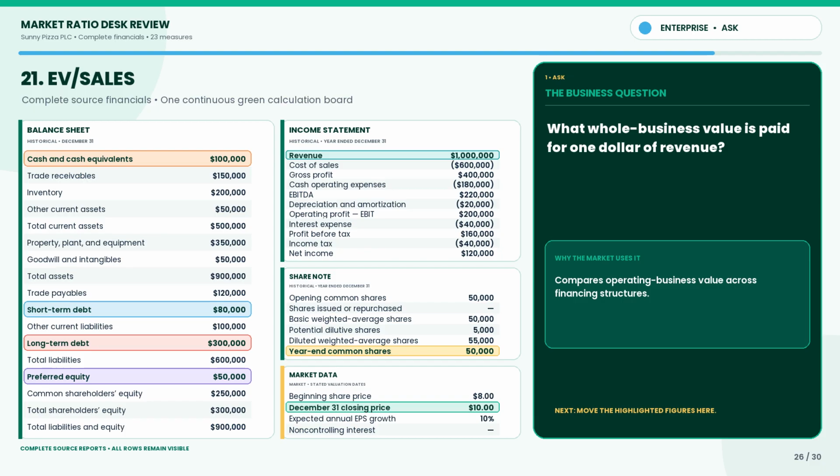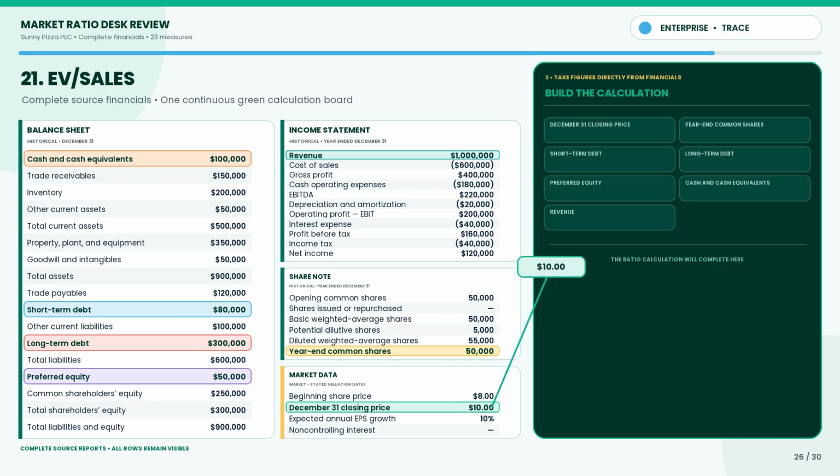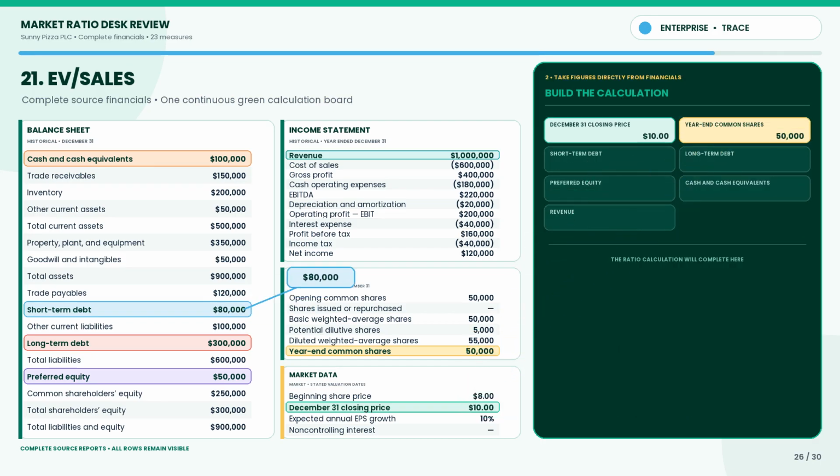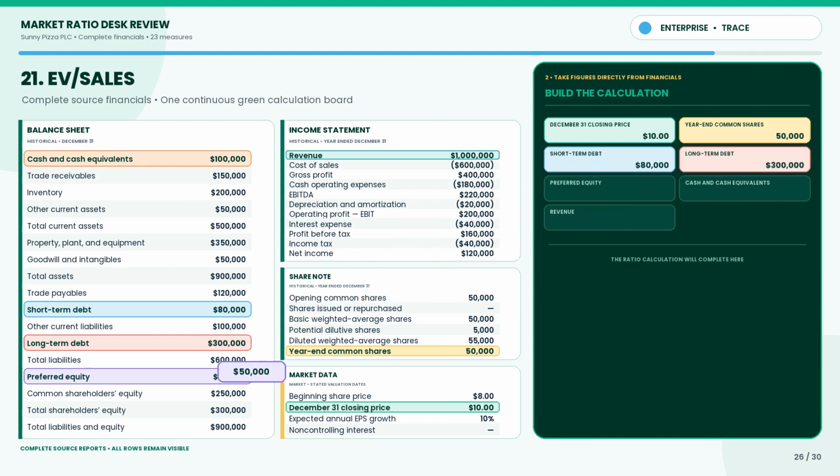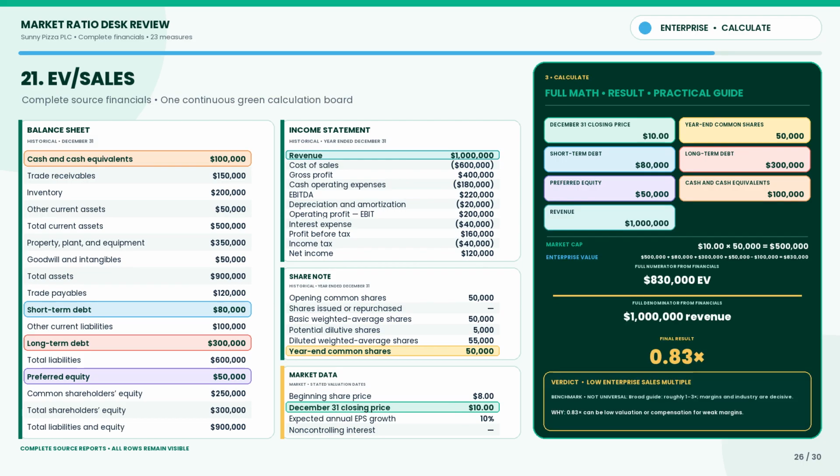What whole business value is paid for $1 of revenue? Compares operating business value across financing structures. Enterprise value is $830,000 and revenue is $1 million. EV to sales is 0.83 times. EV to sales of 0.83 means the operating business is valued at 83 cents for each dollar of revenue. The market uses EV to sales to compare whole business value across different financing structures, including companies with weak earnings.